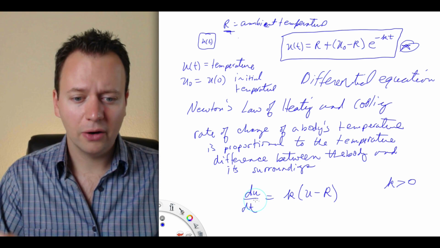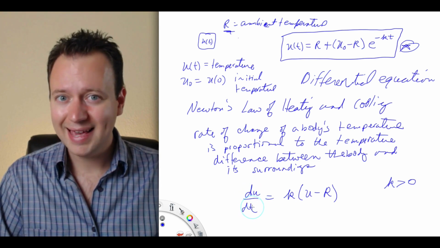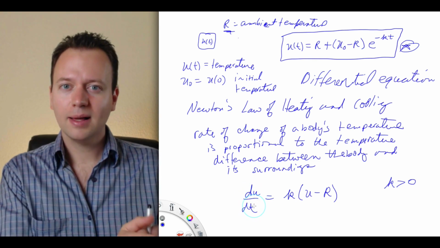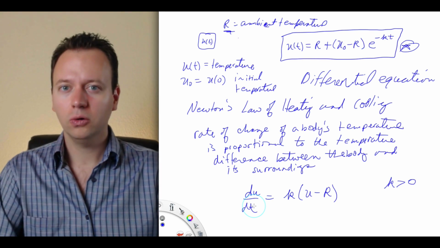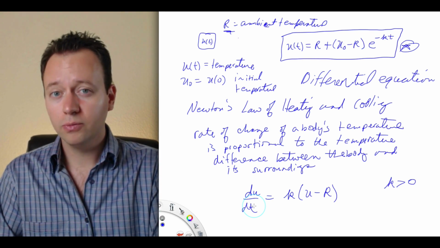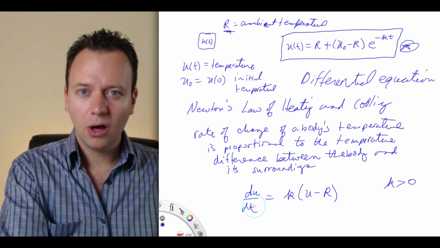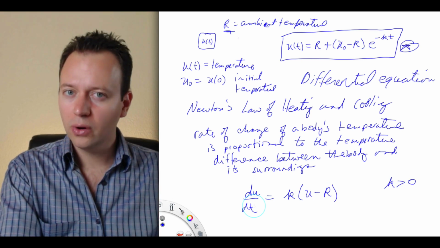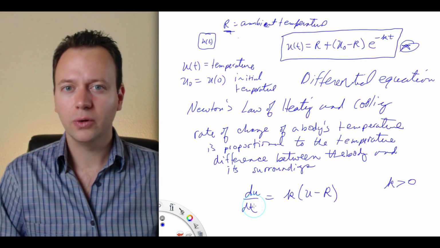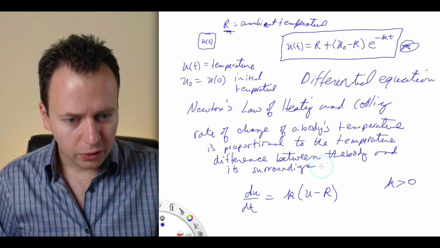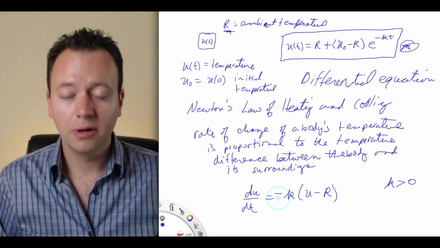But that's not right, because du/dt has to be negative, because a hot cup of coffee in a cold room isn't going to get any hotter. It's going to start getting colder. It's going to eventually approach the room temperature. So since the coffee is cooling, the derivative of its temperature needs to be negative, indicating that the temperature is decreasing in time. So to fix this, we need to put a minus sign.